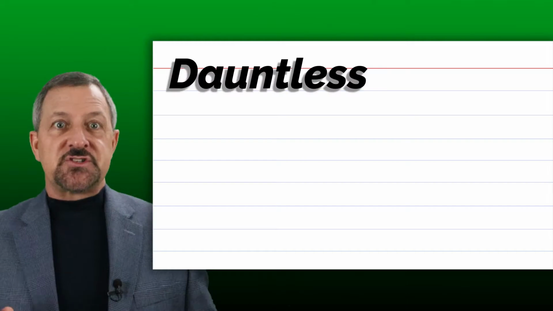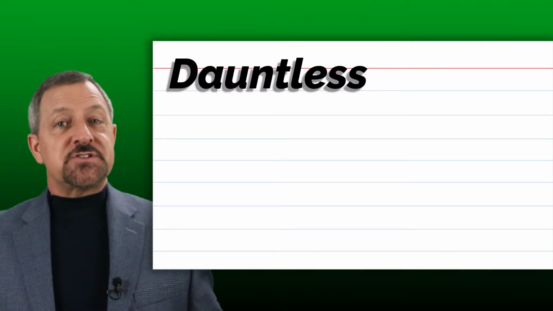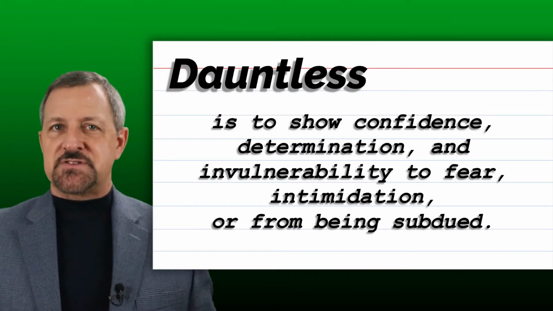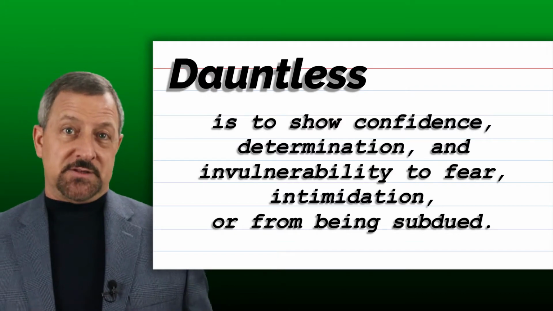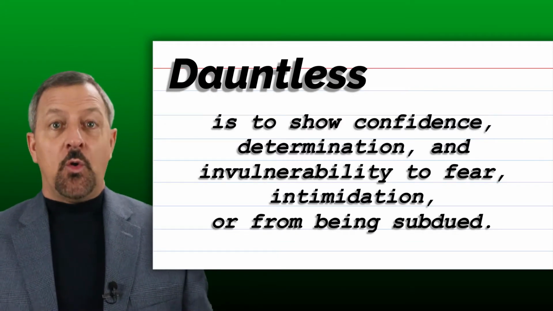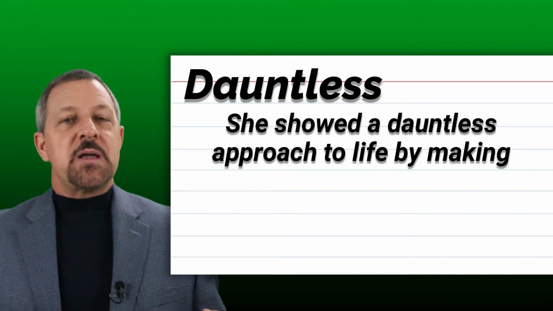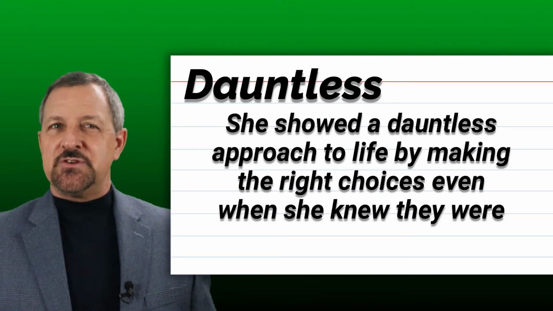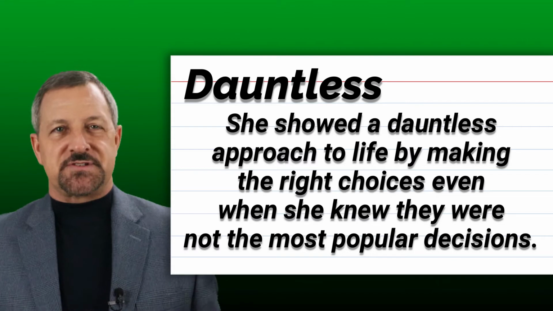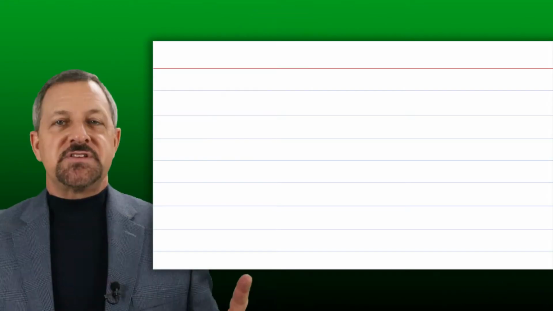The 12th word is dauntless. A basic definition of dauntless is to show confidence, determination, and invulnerability to fear, intimidation, or from being subdued. When dauntless is used in a sentence, it sounds and looks like this. She showed a dauntless approach to life by making the right choices even when she knew they were not the most popular decisions.